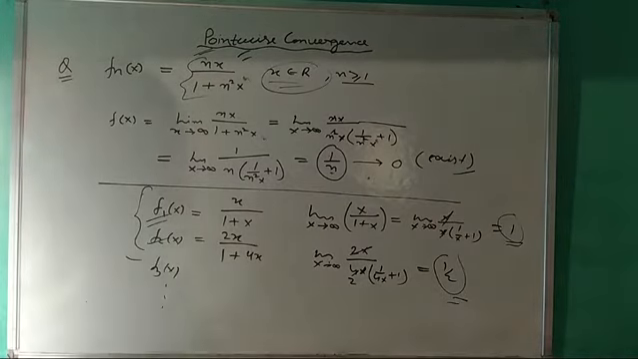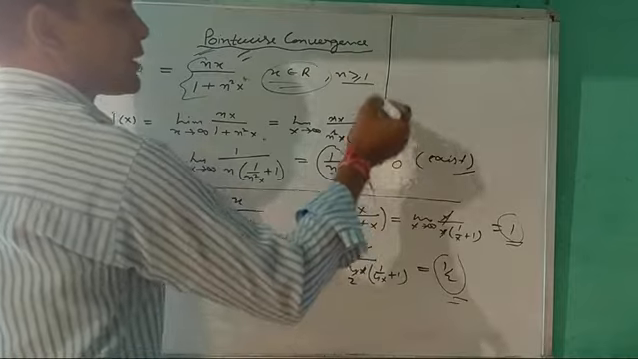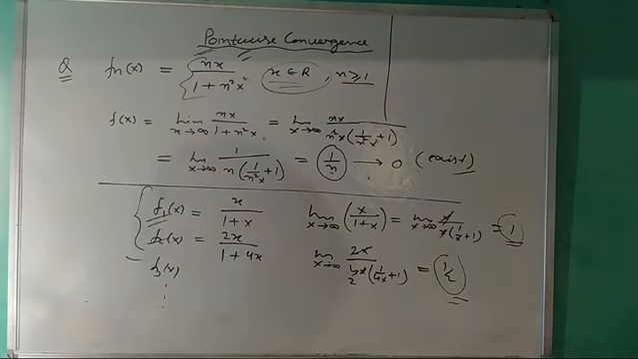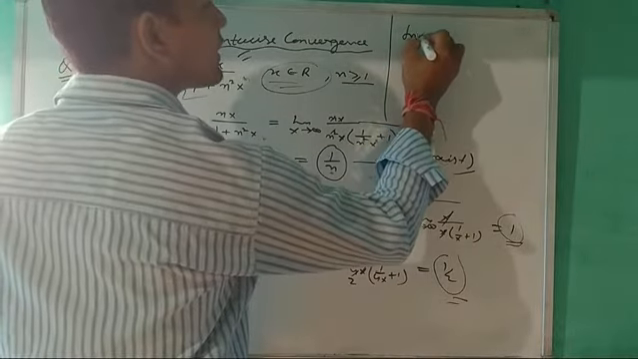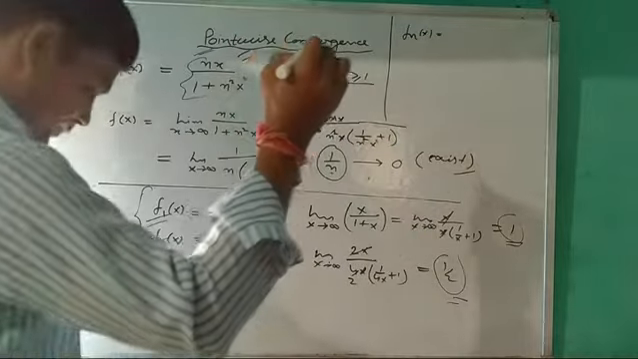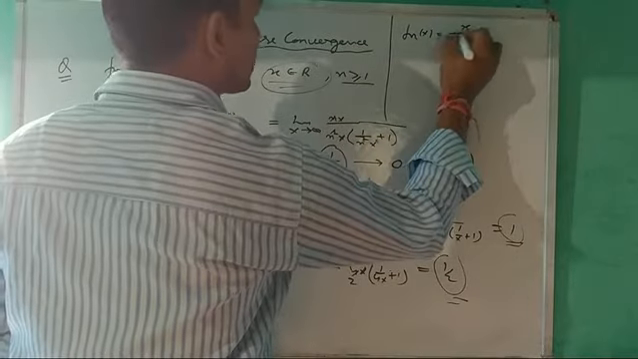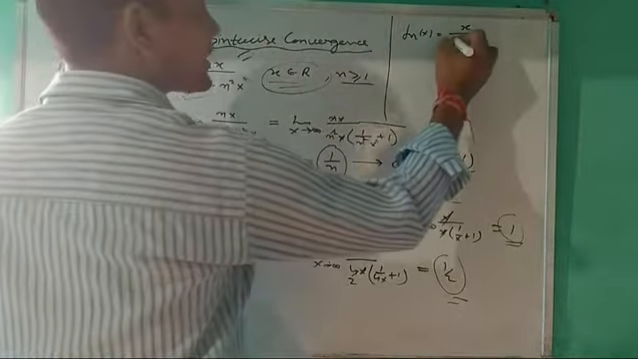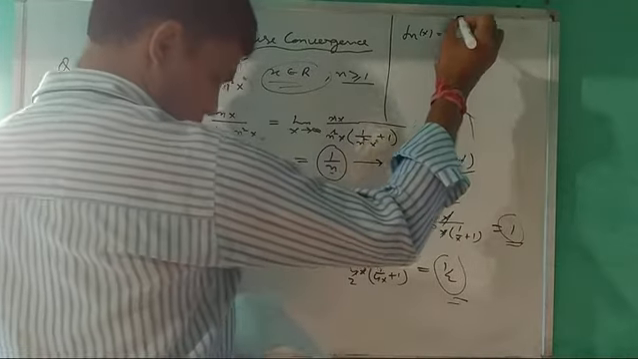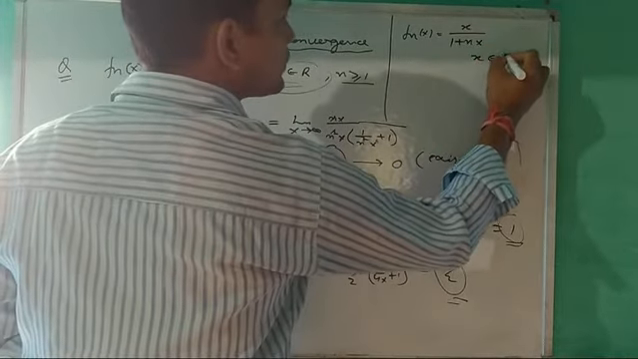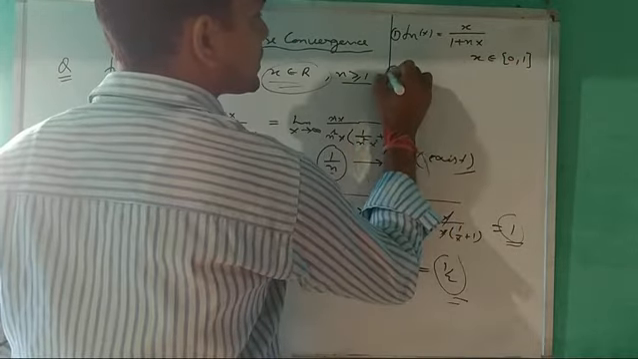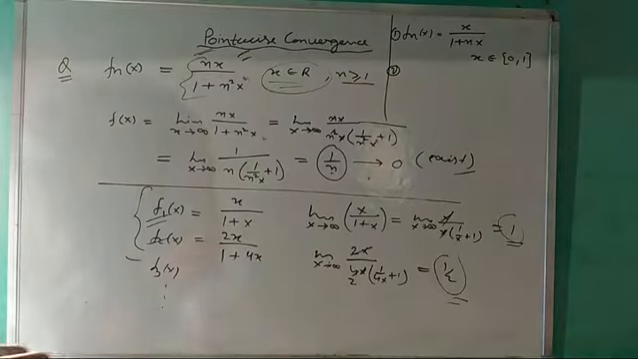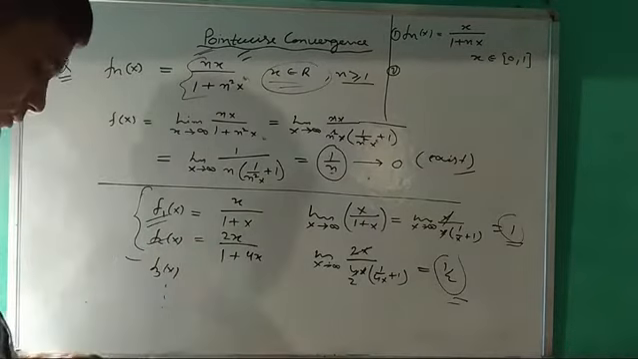And similarly, we can verify the pointwise convergence of another function. f_n(x) equal to x upon 1 plus nx, where x belongs to the closed interval 0 and 1. This is question number one. Students, you can solve this question with the help of this example.